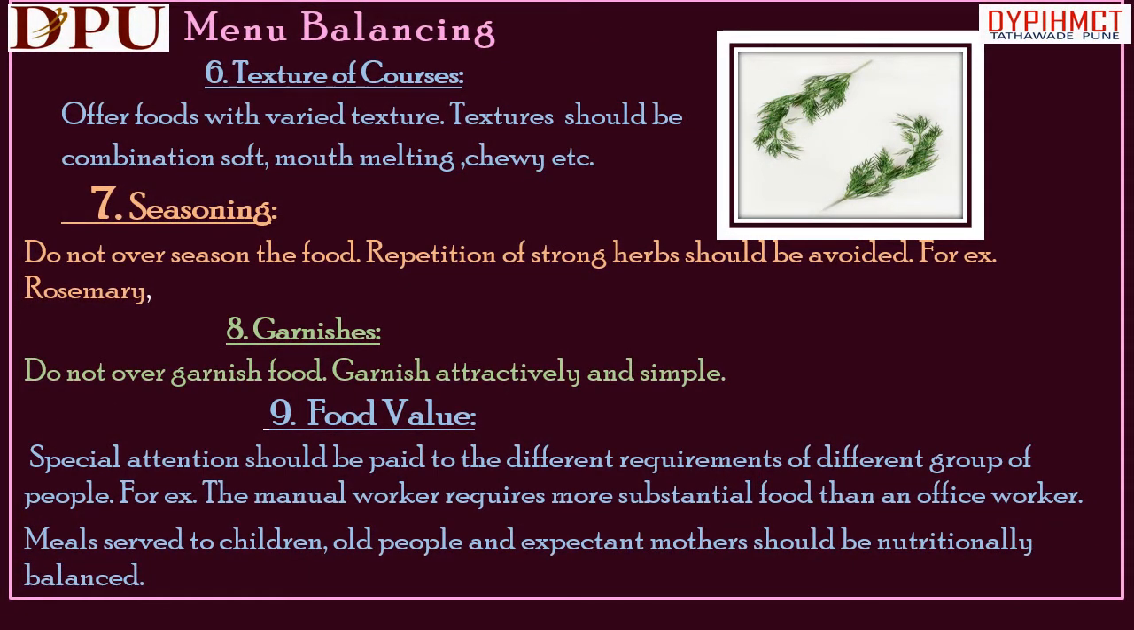Let us continue with the menu balancing parameters. Texture of courses: offer foods with varied texture. Textures should be a combination of soft, mouth-melting, chewy, etc. This gives a distinct feel while eating. Seasoning: do not over-season the food. Repetition of strong herbs should be avoided, for example, rosemary. Use of a variety of herbs gives different aroma and flavors to food. Garnishes: do not over-garnish food. Garnish attractively and simply. Contrast colors give good appeal through garnish. Food value: special attention should be paid to the different requirements of different groups of people. For example, a manual worker requires more substantial food than an office worker. Meals served to children, old people, and expectant mothers should be nutritionally balanced.